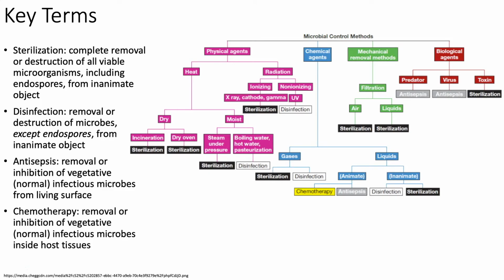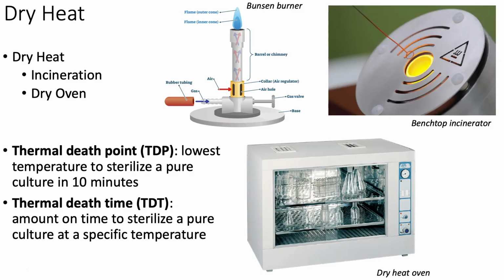So what we're going to start out talking about is how we physically kill stuff, so that's your heat and radiation. Then we're going to talk about mechanical removal, and then we'll move on to chemical agents. We're not going to talk about biological agents in this section. We're going to save that for next time when we talk more about antibiotics. So let's get into it. We're going to start with heat.